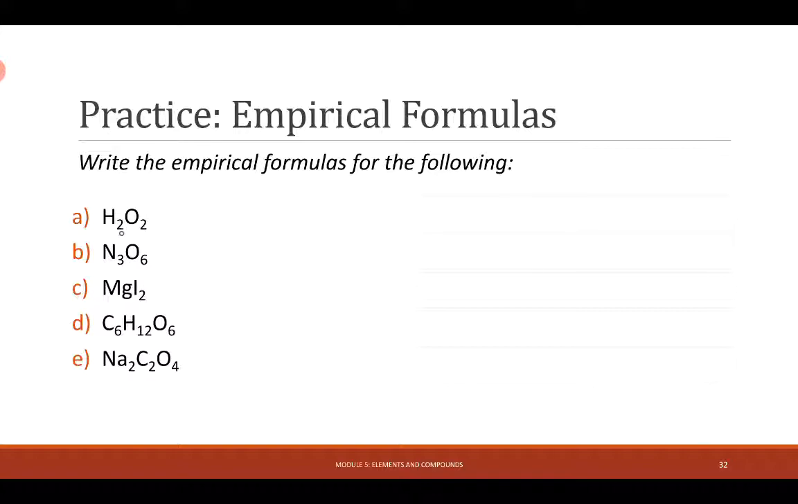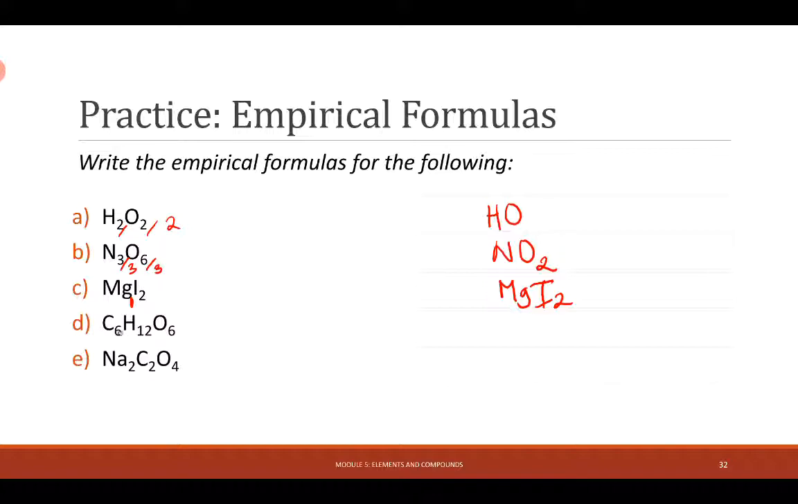Okay, so we'll go over this. Both of these subscripts are divisible by 2, and when you do that, you end up with HO. 3 and 6 are both divisible by 3, and so you end up with NO2. Mg, you gotta remember, it has a subscript of 1, and so the lowest common multiple of 1 and 2 is 1, and so MgI2 is already in its empirical formula.